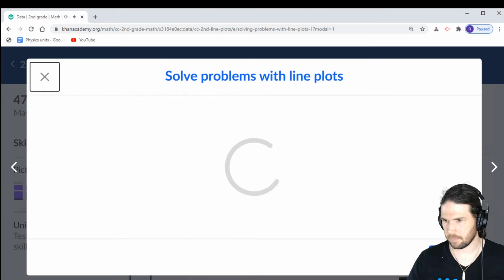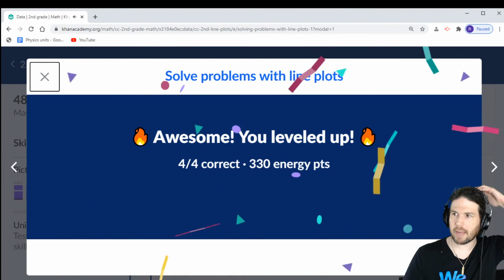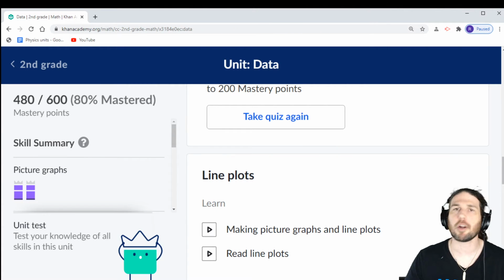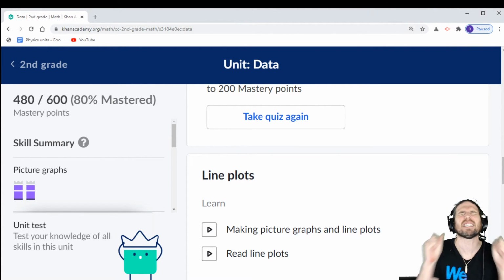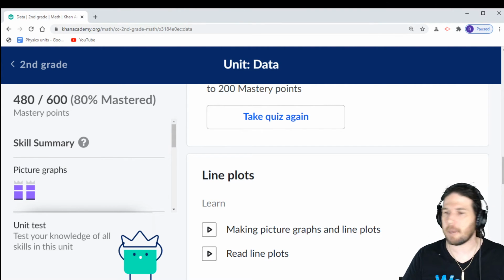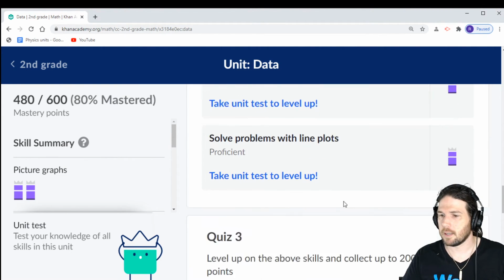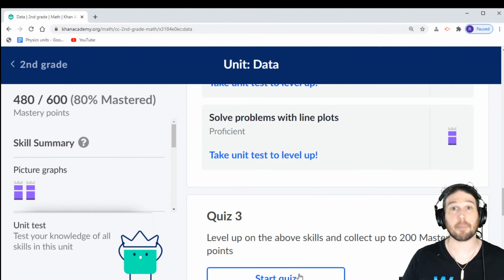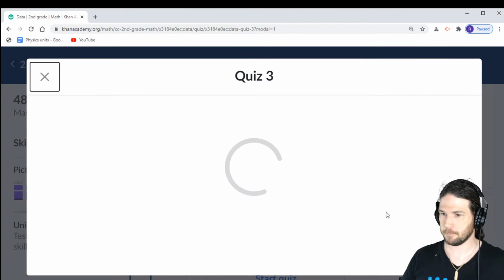Got it. That's solving problems with line plots. We are almost done. We just crested the 2-hour mark. We still have just a little bit of time, my friends. Stay with me. We are going to manage this, I promise. So, we're going to take a quiz on line plots really fast, and I'm going to mean really fast.